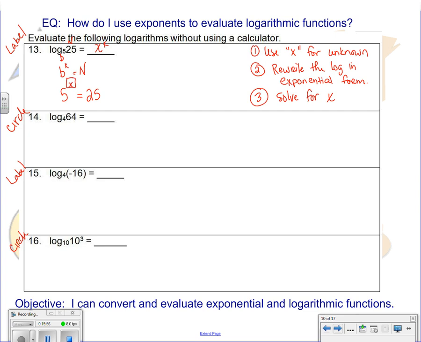Or the other way, which we've done before, is to say if I can rewrite 25 as 5 to a power so that they have the same base, then I know their exponents are the same. So 25 is 5 squared, which tells me if the bases are the same, then the exponents must be the same. So this gives me that x is equal to 2.